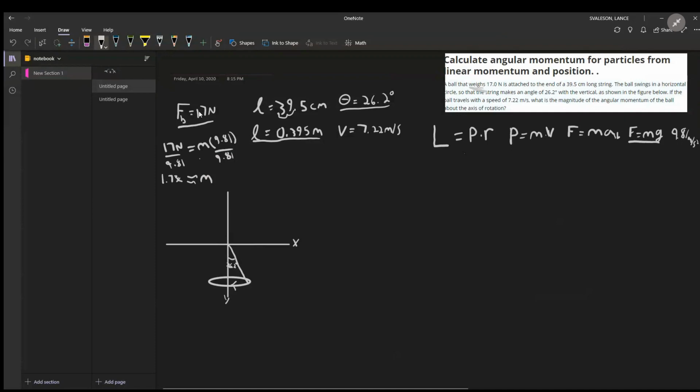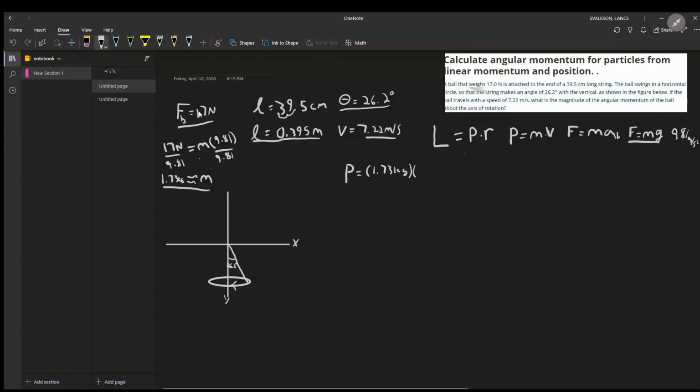1.73 kilograms. So this is the mass of the ball. Good. So we can come back to our linear momentum equation and plug that in. So I'm going to do that right underneath here, over here. So P equals mass times velocity, and the mass we just calculated to be 1.73 kilograms. Velocity was provided to us.